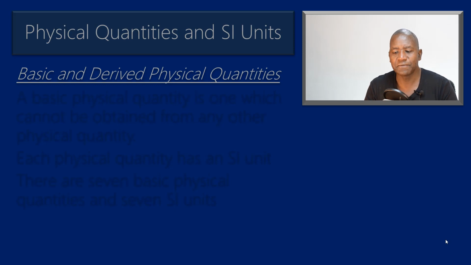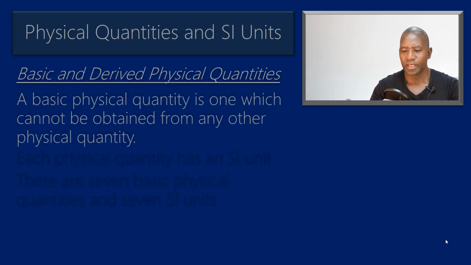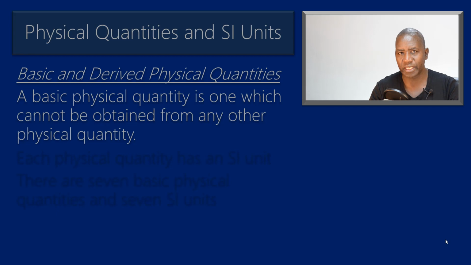Now, of these physical quantities, we have basic and derived physical quantities. What is the distinction between basic and derived physical quantities? So let's look at the distinction between a basic physical quantity and a derived physical quantity. Now, a basic physical quantity is that quantity which cannot be obtained from any other physical quantity.